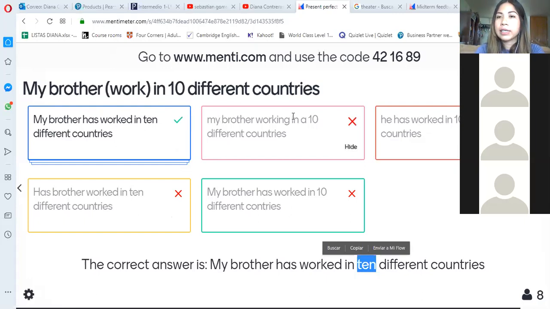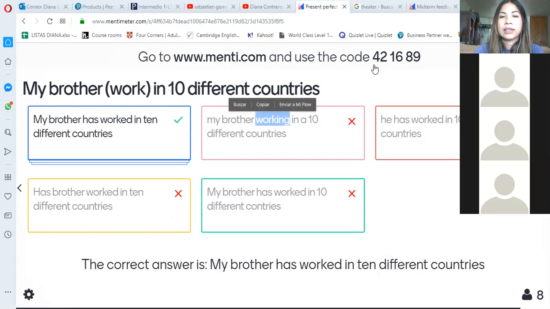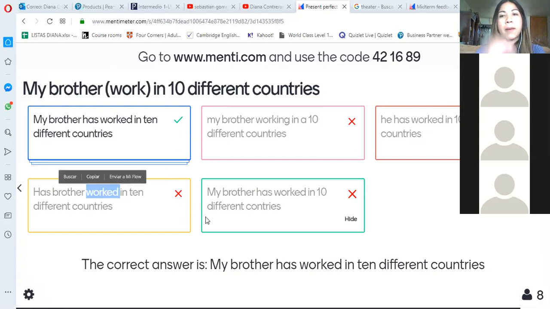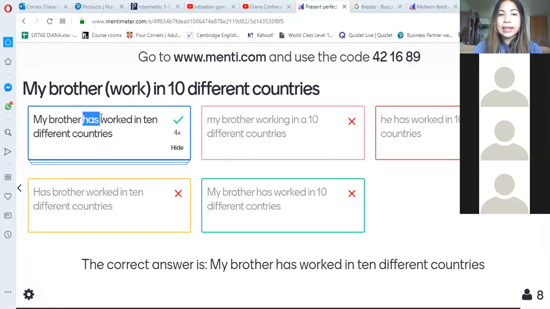My brother working. ¿Qué pasó aquí? ¿Qué necesitan en su estructura? Auxiliary, have or has, and past participle. No hay ing para nada. My brother worked. Esto es pasado completamente. A lo mejor mi hermano ya falleció y por eso en su vida trabajó en 10 países diferentes, pero el mío no ha fallecido. Entonces, desde su vida hasta ahora ha trabajado. Ha trabajado. That is in Spanish. Y aquí es solo trabajo, pero pues ya falleció, yo creo.